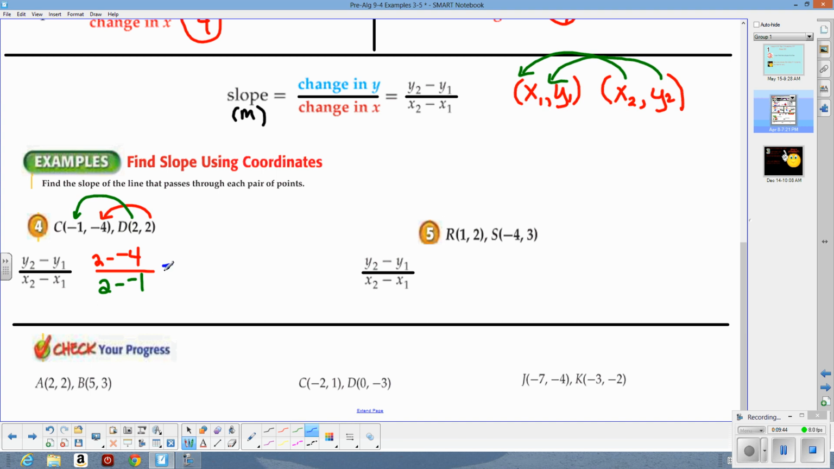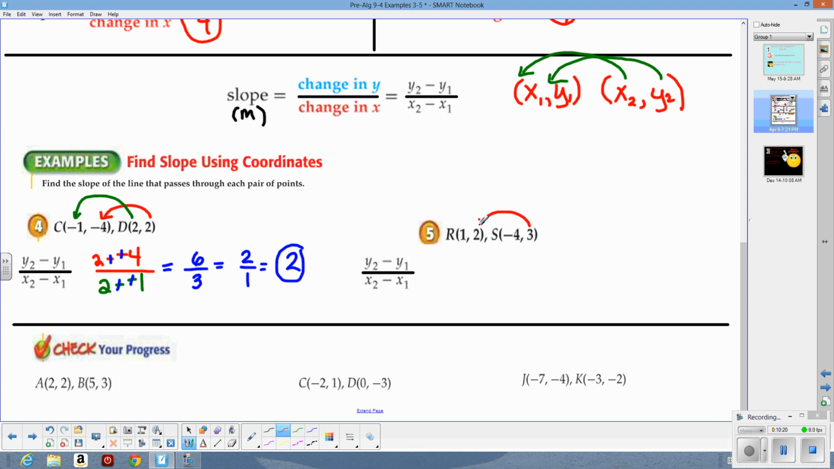Now if you're going to go ahead and do this math, 2 minus -4 is really 2 plus 4, which is 6. And on the bottom, 2 minus -1 is 2 plus 1, which is 3. 6/3, when you simplify that fraction by dividing both the numerator and denominator by 3, you get 2 over 1, which is just 2. The slope of the line between those 2 points is 2. All right, let's try the next one.